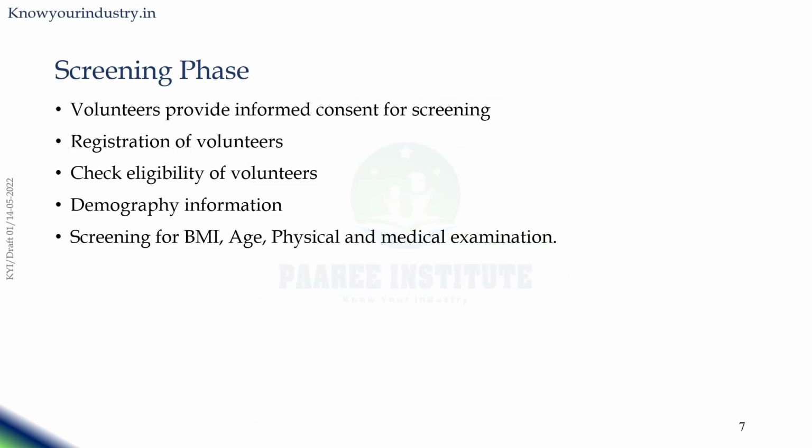Further to the informed consent process, the screening phase of the volunteer starts. The volunteer provides informed consent for the screening. Registration of the volunteer happens. The eligibility of the volunteer is assessed based on age and other inclusion criteria of the study protocol. Then the demography information is recorded. Then the BMI, age, and physical and medical examination are done for the volunteer.